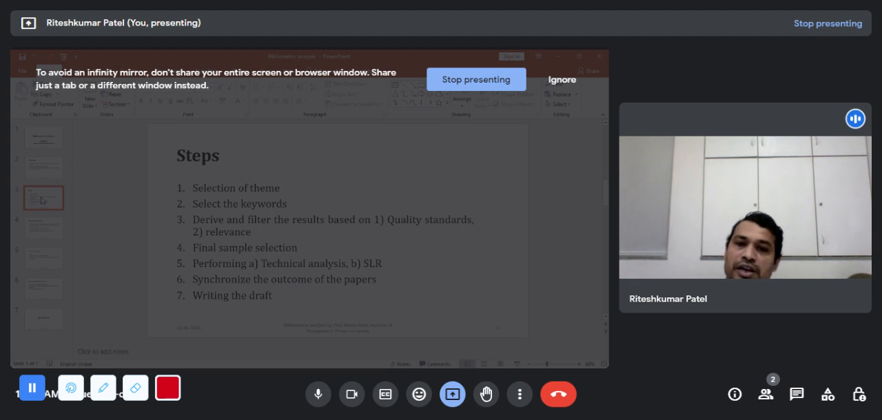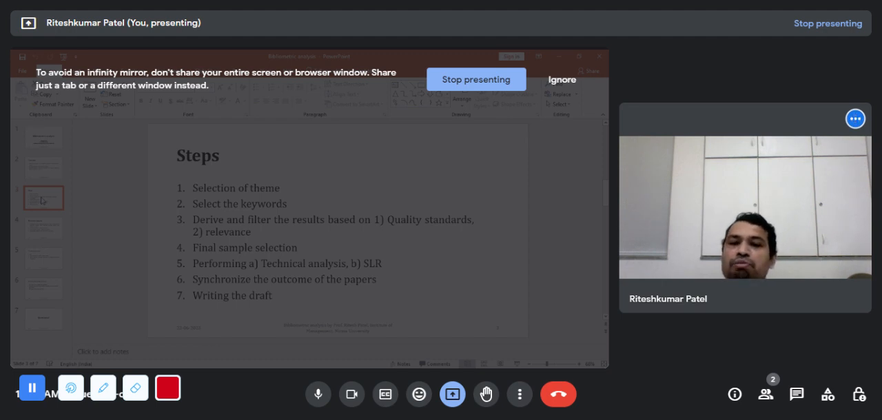Okay. The next is to derive and filter the results based on quality standards and relevance. So you need to derive and filter the results based on the quality standards or the relevance that we are considering. For quality standards, we are supposed to follow ABDC standards, or ABS standards, and then we need to check its relevance, how it is going to make sense. Then we need to have the final sample selection. Under final sample selection, we are going to apply the filter and then decide what kind of samples to be selected.